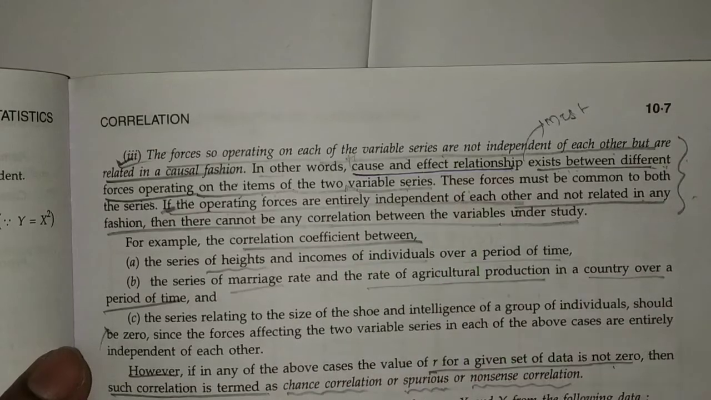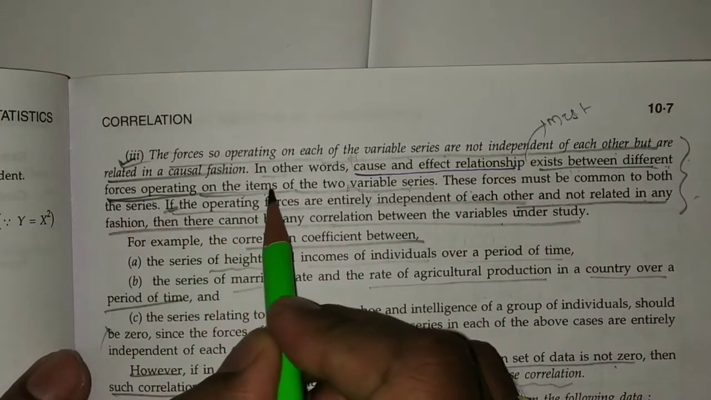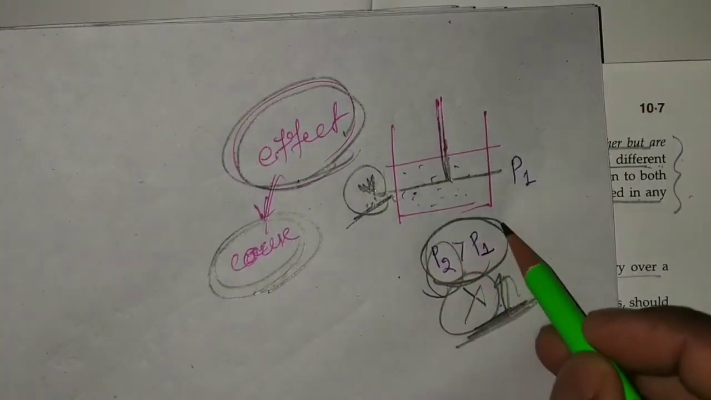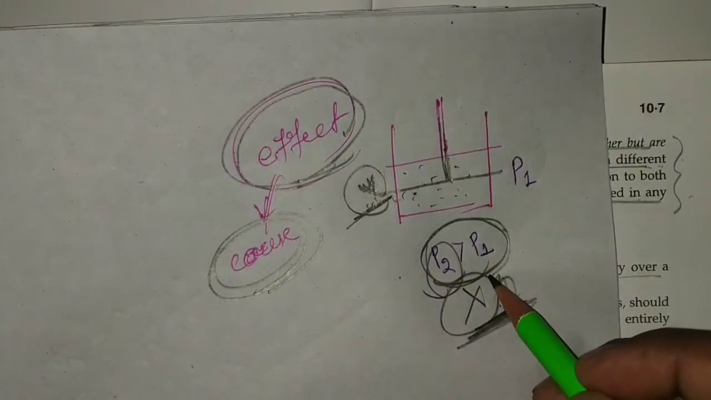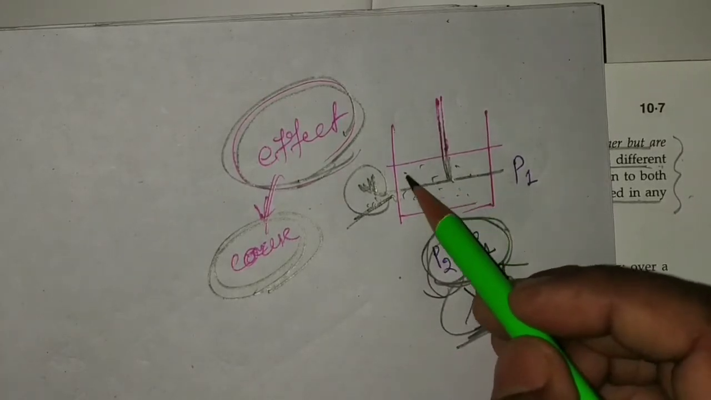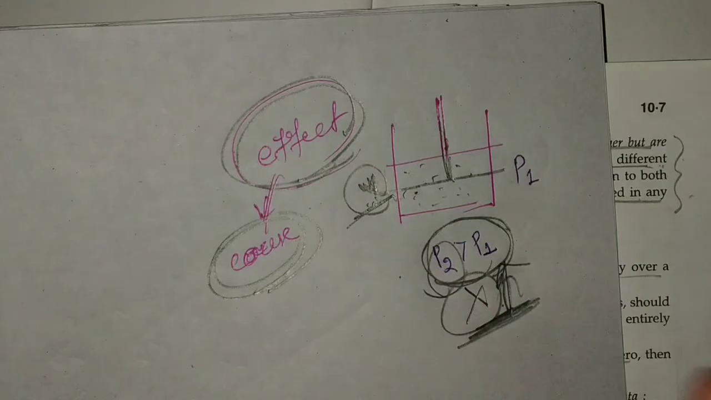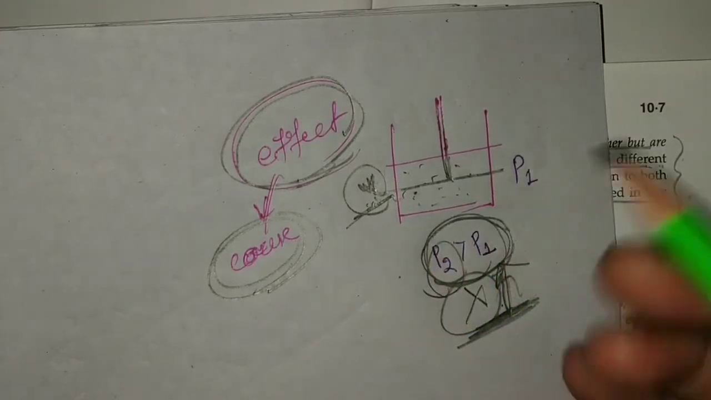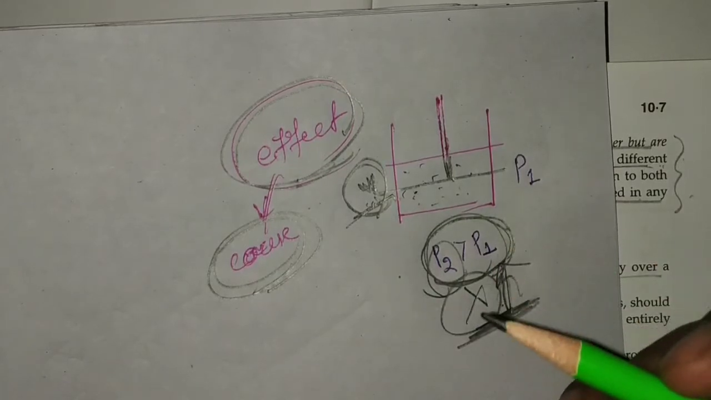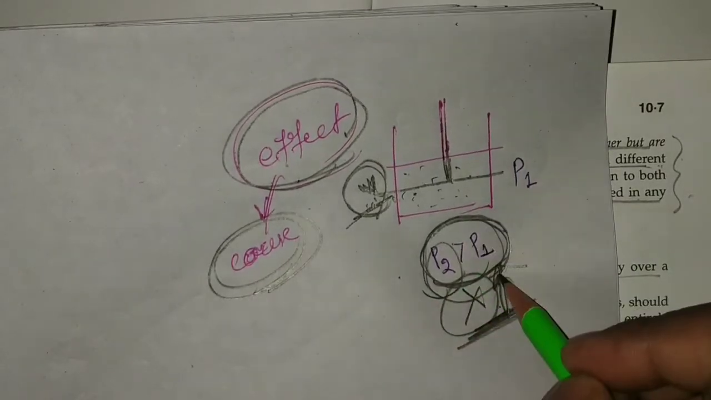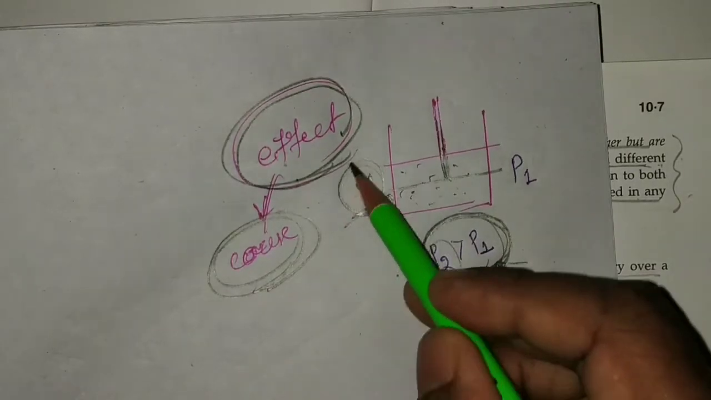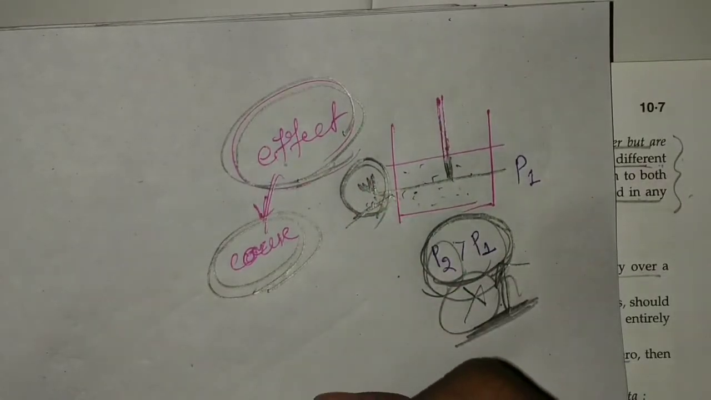See here, different forces operating on items. That means what? Some force has been applied on pressure, so that pressure increased. Some force has been applied on volume, so that volume decreases. That means the agent which increases the pressure, the agent which decreases the volume, or you can say the agent or the force which changes the pressure inside the container, or the volume of the container. Only for that this sentence has been written.